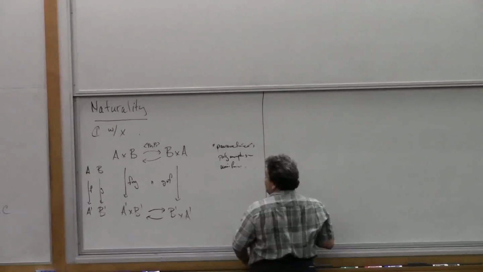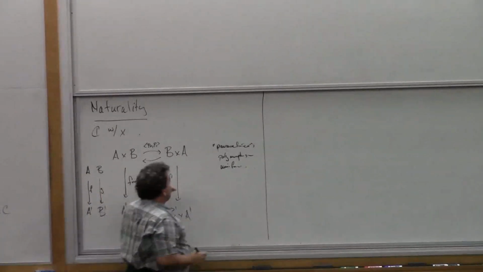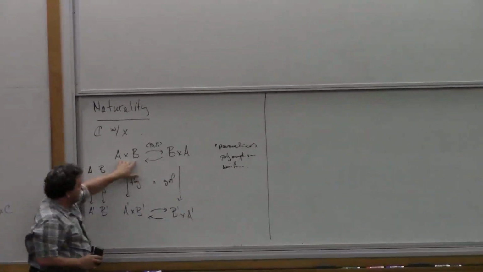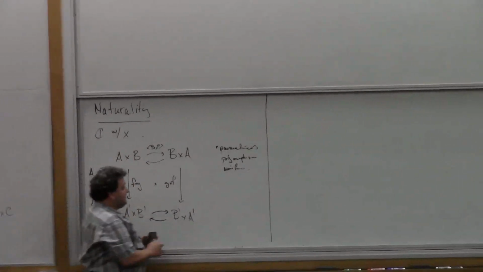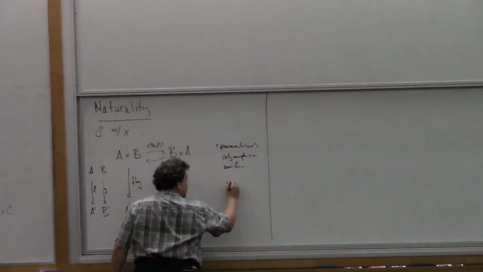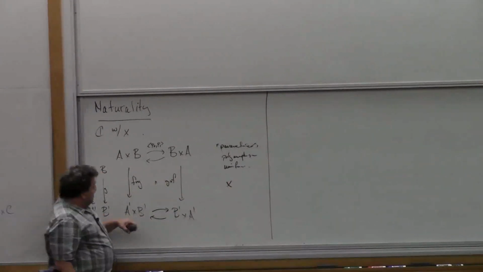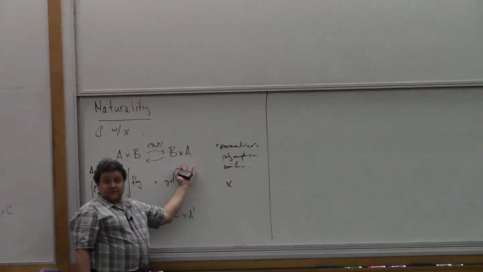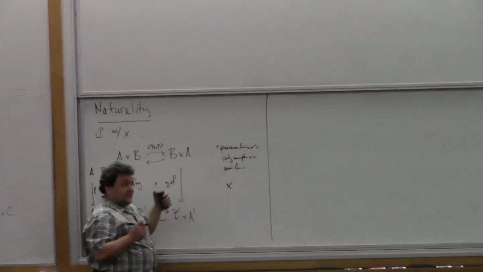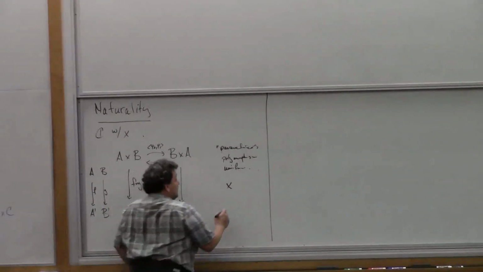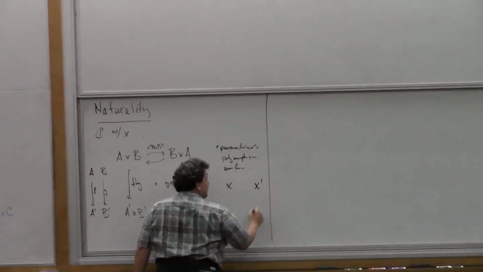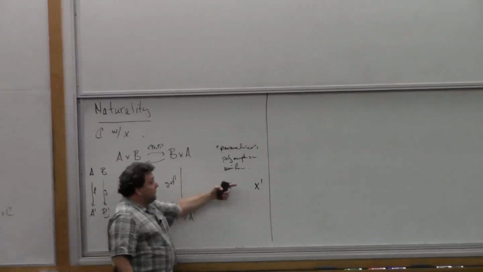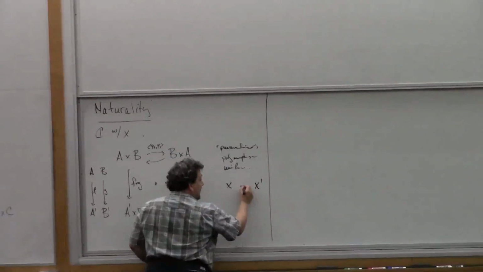So what's really happening is, maybe before I give you the general definition, let's look at it in this special case. This is a functor in two arguments. It's the product functor. And this is another functor in two arguments. It's the twisted product functor. It takes the first argument and puts it in the second place. So there's another functor in two arguments, the twisted product functor. And now what we're saying is these two functors are isomorphic as functors.